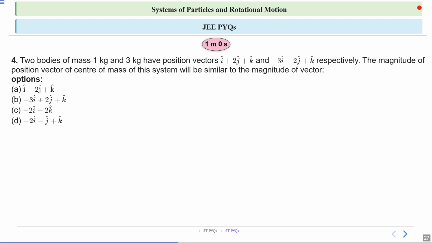Option B minus 3i cap minus 2j cap plus k cap. Option C minus 2i cap plus 2k cap. And option D minus 2i cap minus j cap plus k cap. So which option is correct? Please solve this question. You have some time.